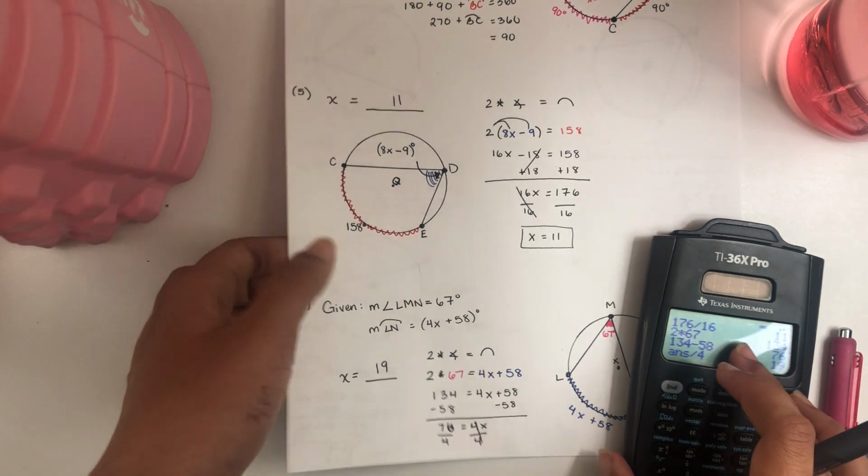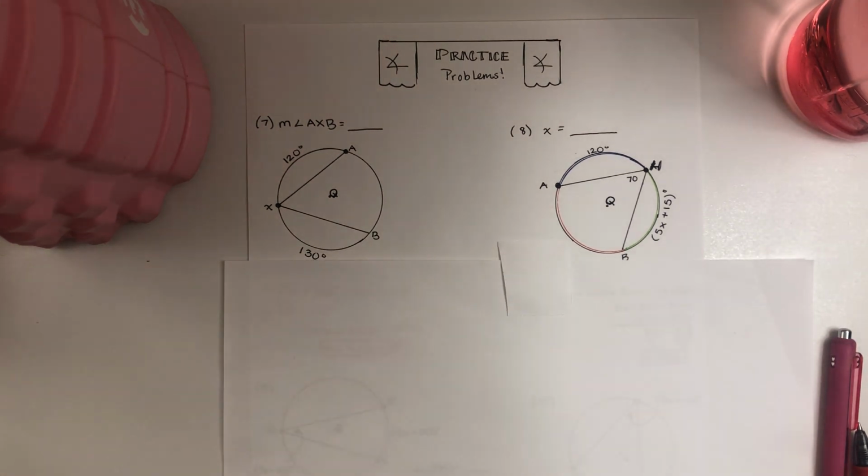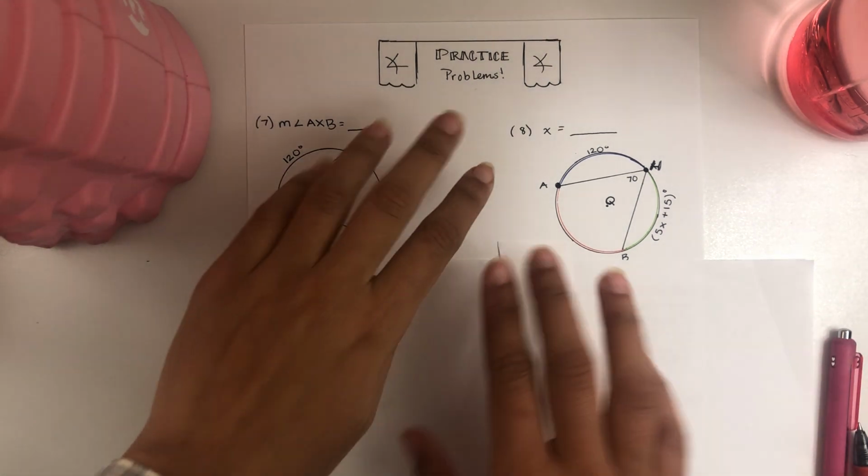All right, we're ready for some practice problems. Give me 1 second. I'm going to give you 2 problems to start. Once you get the 2 problems, I would pause the video, try them on your own. Okay, pause the video. All right.